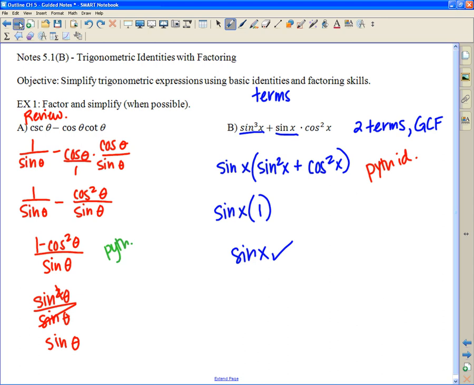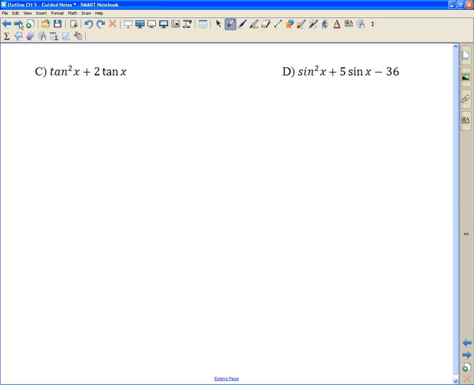Here we go. The number of terms in this expression is 2. Is it a sum or difference of cubes? Absolutely not. There's nothing cubed up there. Is it a difference of squares? No, because of the positive sign, it has to be GCF. And this problem is really pretty simple. There's a tangent in both terms. So I am going to write tangent of x. Tangent times tangent would give me tangent squared.